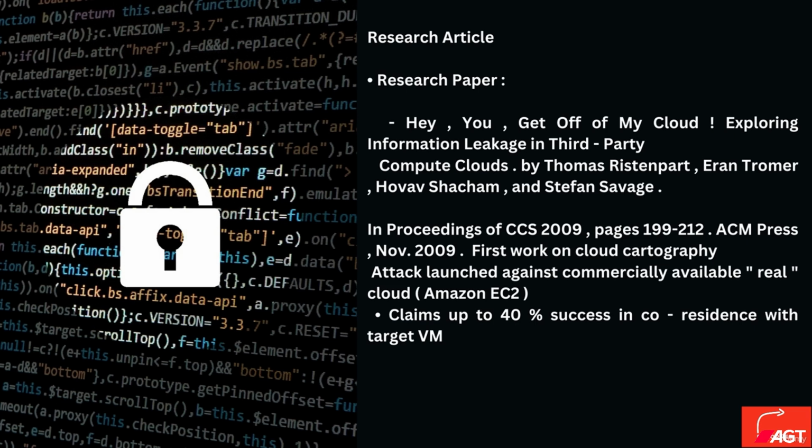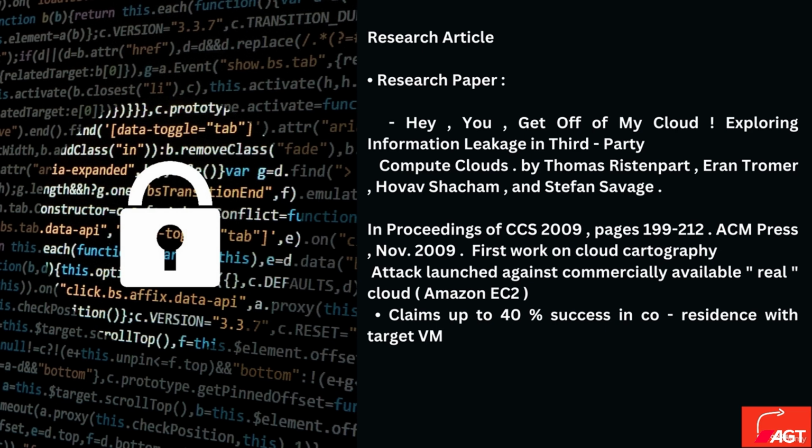To show the potential for information leaking in such settings, the authors launched an assault against Amazon EC2, a commercially available actual cloud. Co-residing, or using the same physical server as the target VM, was a component of the assault. An attacker might be able to acquire private information or even take over the target VM if they are successful, up to 40% of the time, according to the authors.